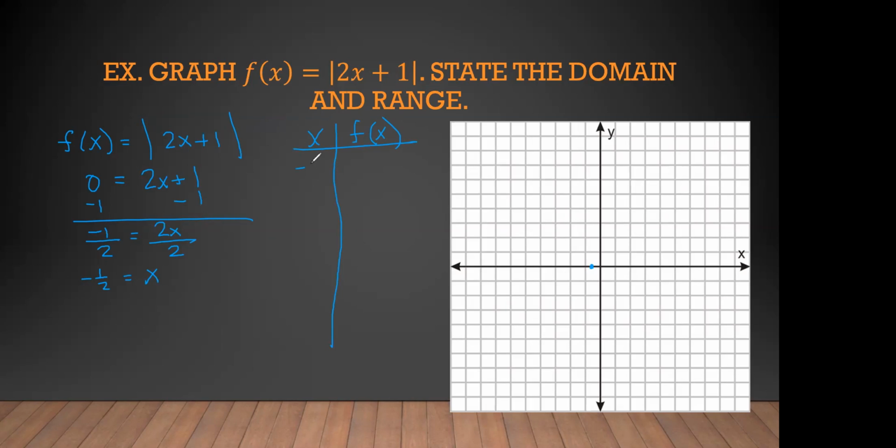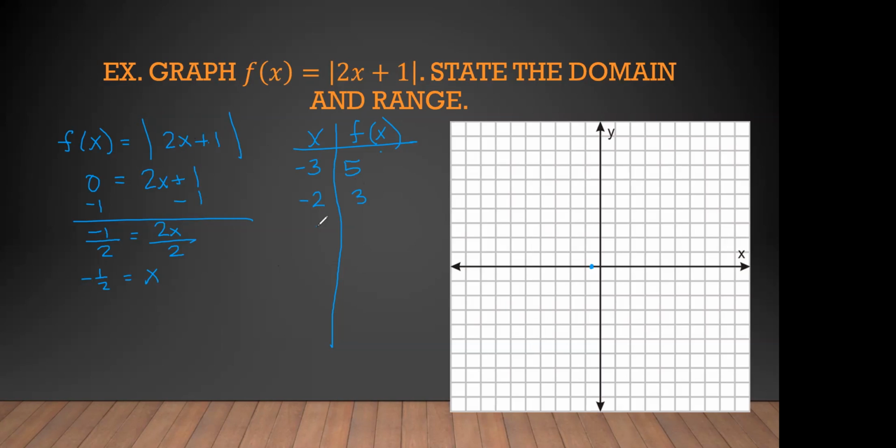So let's say I plug in -3. Okay, so if I plug in -3 in for x, that would be -6 plus 1, which would be -5. And then I'm taking the absolute value of -5, so that would be +5. Okay, if I plug in -2, this would be -2 times 2, which is -4 plus 1 is -3. So the absolute value of that would be +3.